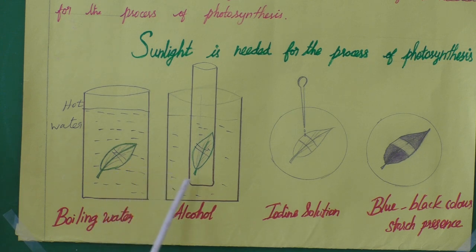Okay, so take the leaf from there and put the leaf into a test tube which contains alcohol. This test tube contains alcohol. Okay, what is meant by alcohol? Nowadays we are using sanitizer, which also contains alcohol. And in our chemistry lab we also use the spirit lamp, and the liquid inside that lamp is called alcohol.